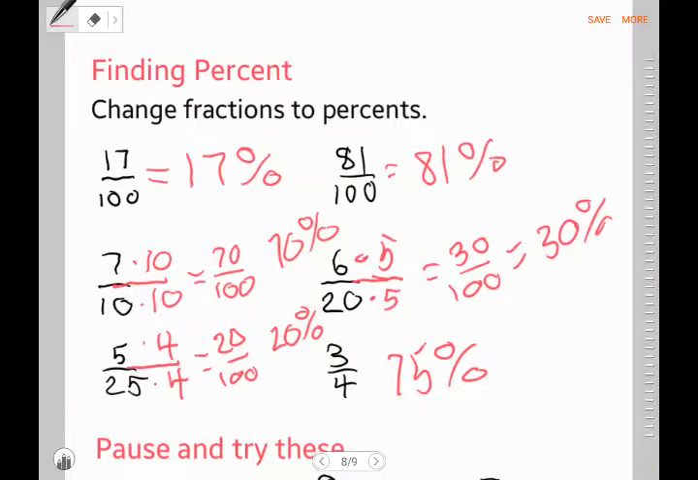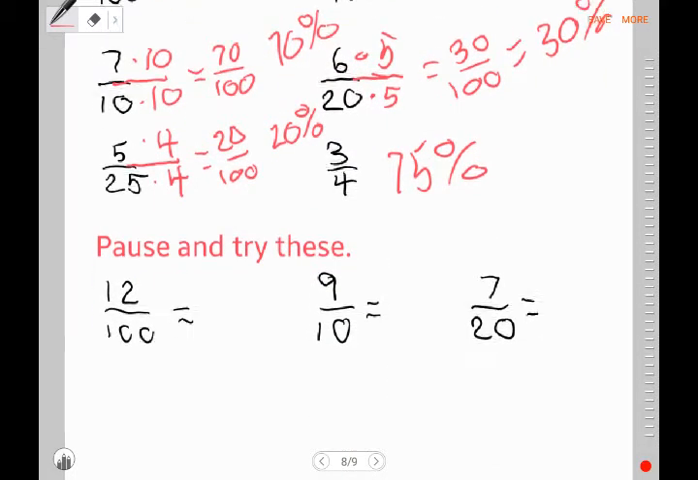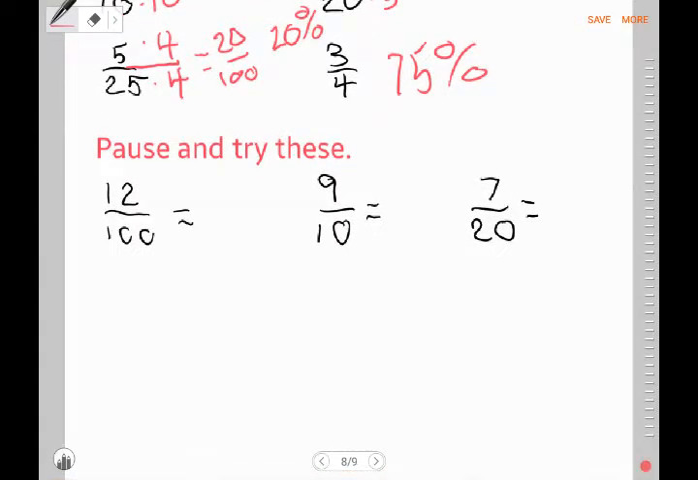I think you guys probably have the idea. If you don't, rewind it and watch it again. But if you're ready, let's pause and try these three on your own. Then turn the recording back on. Go ahead and pause now.